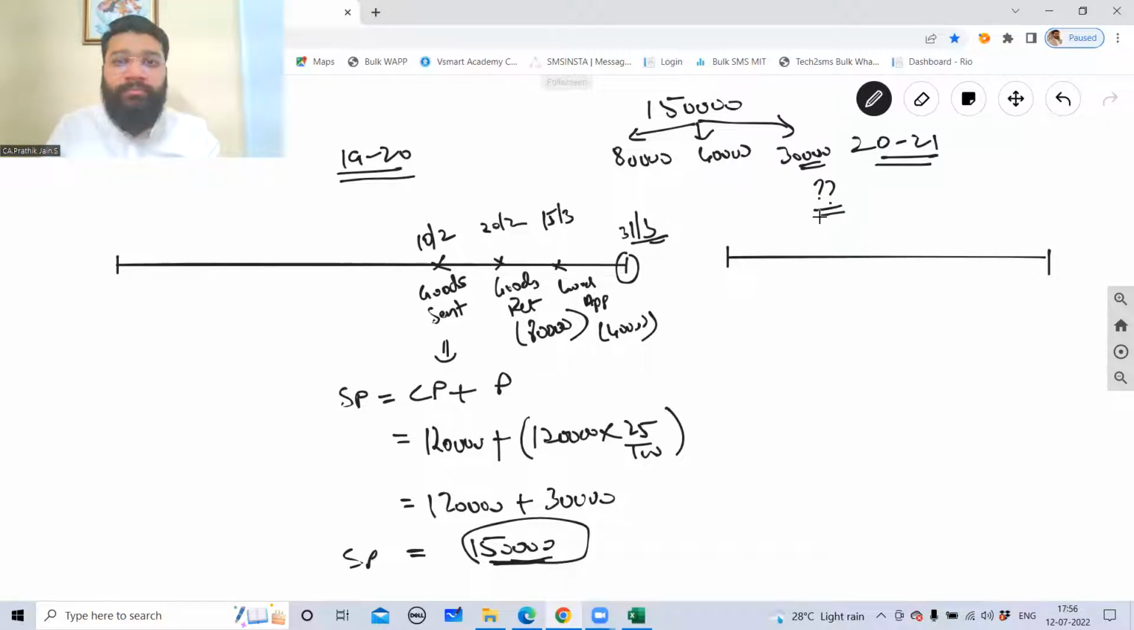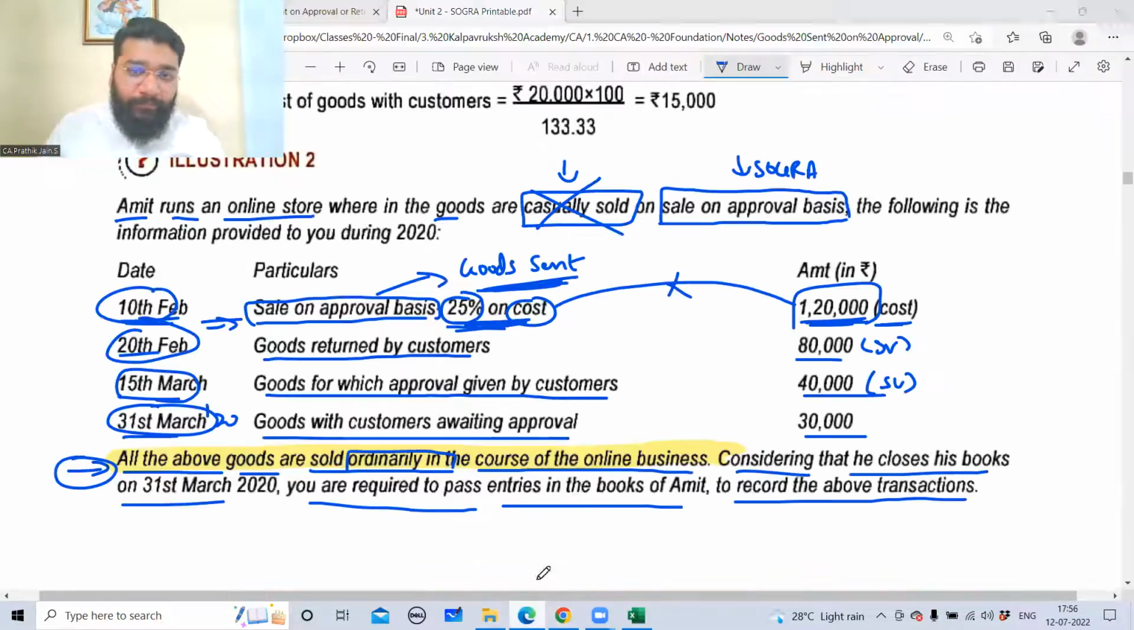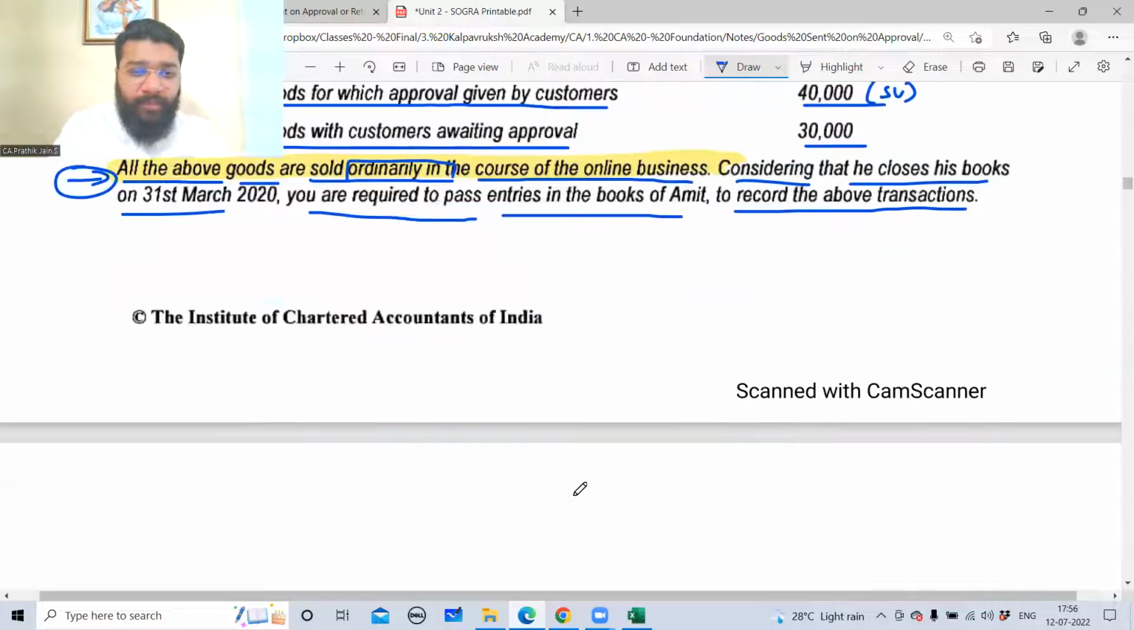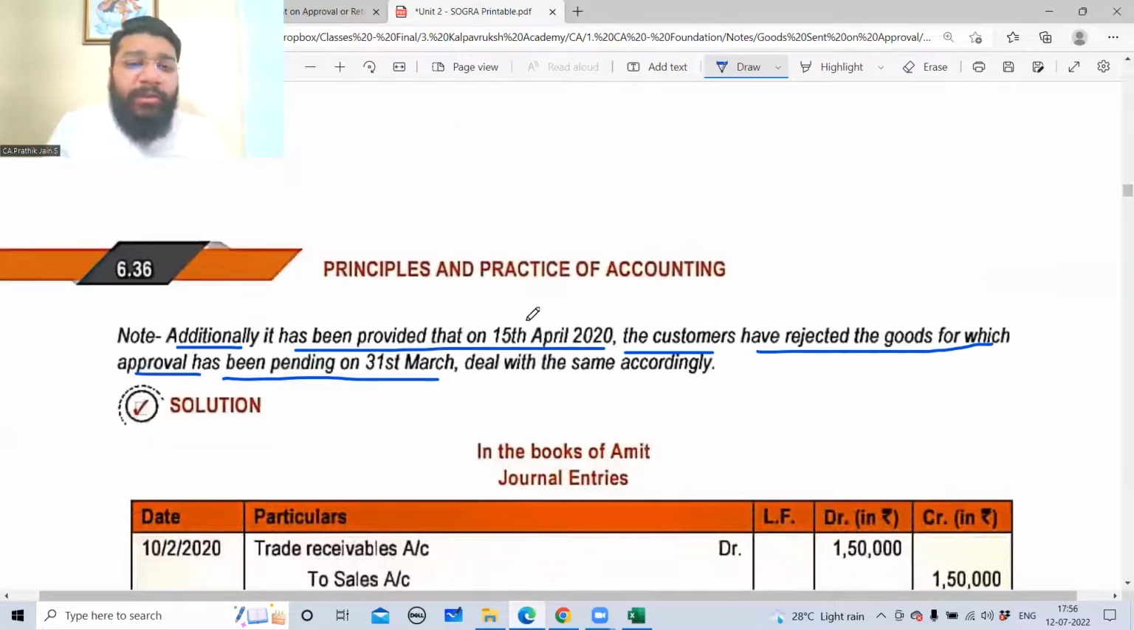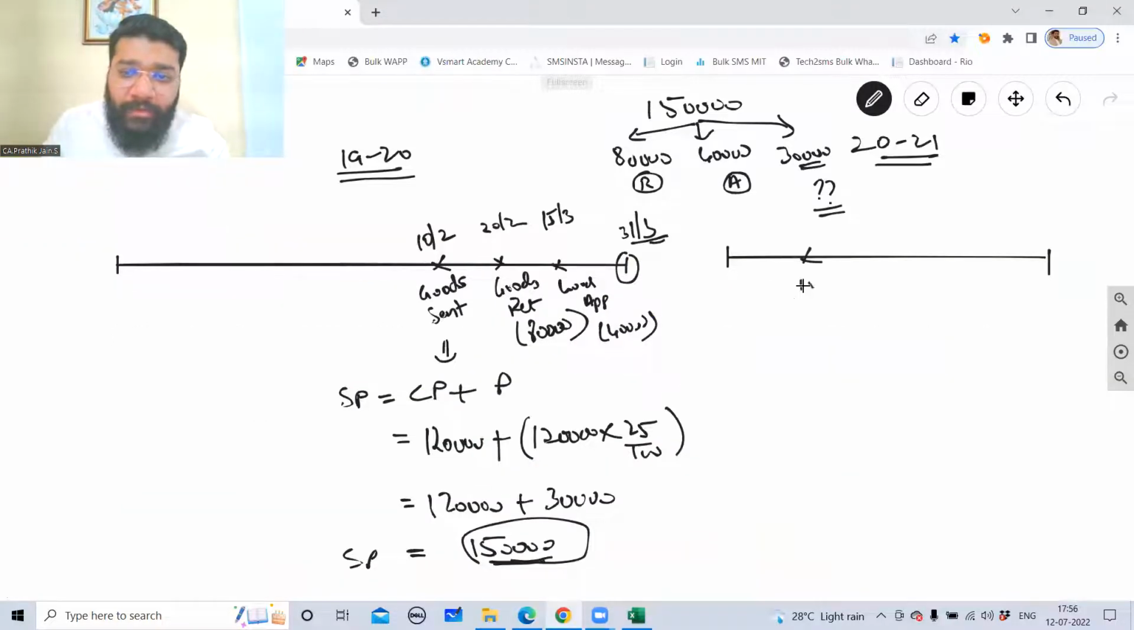Am I right or wrong? 80,000 is rejected, boss. 40,000 is approved. I have clarity for these two items, but for 30,000 rupees, there is no clarity. So are you clear with this? Yes, sir. The question says that on 15th of April 2020, that is the next financial year, the goods are rejected. Goods worth 30,000 is rejected.